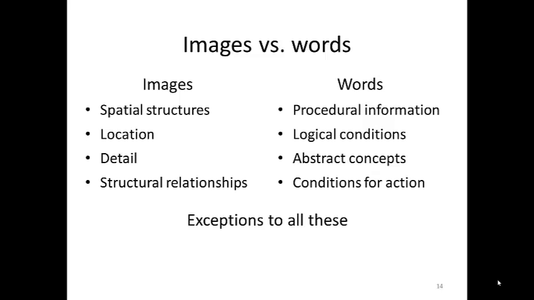Words are good for logical conditions. If it's like this, then do that. If the corner shop is closed, then keep going until you get to Tesco's. Abstract concepts are very difficult to communicate using images. How do you illustrate peace? I don't know whether you would want to have a map of peace. You could have a map of peace, I'm sure there's a way. Easier done in words than in images. And conditions for action, so that's sort of logical conditions, same sort of thing.